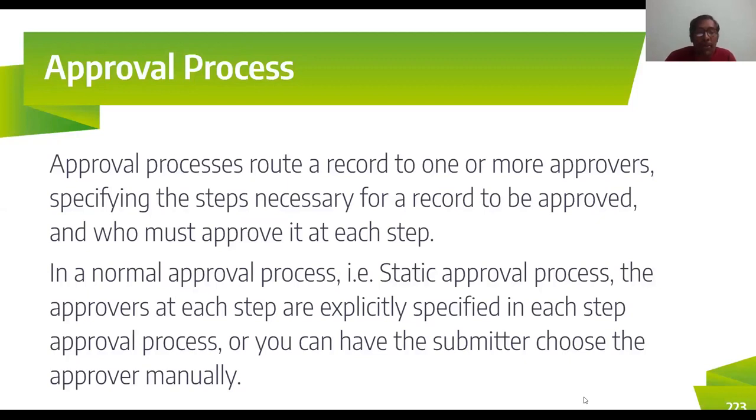The approval process routes a record to one or more approvers, specifying the steps necessary for a record to be approved and who must approve it at each step. So the approval process will be routed to one or more approvers, specifying the step necessary for a record to be approved and who must approve it at each step.